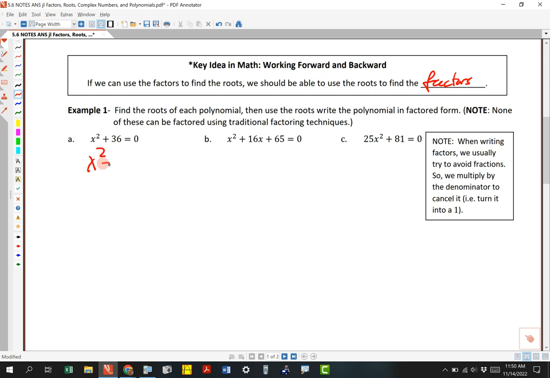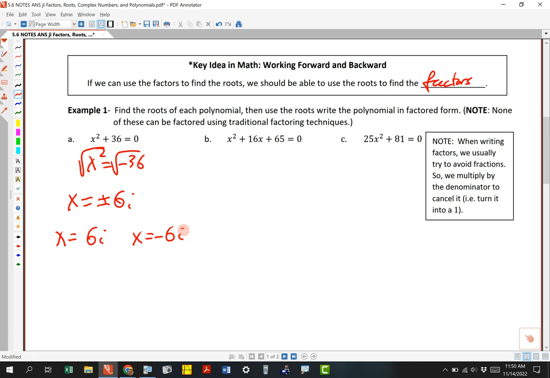So here's what we're going to do. We're going to move the 36 to the other side. We're going to take the square root, and we're going to get x equals plus or minus 6i. So here's what that means. That means x equals 6i and x equals negative 6i. Wow.